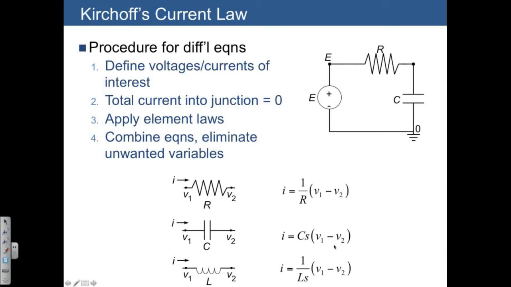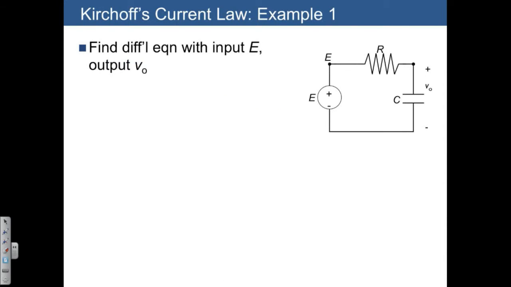So let's do this first example with a resistor and a capacitor. We start by defining voltages and currents of interest. First, we have the voltage at the junction here, which is just going to be equal to VO because of the definition of the voltage across the capacitor. Similarly, we have IR and IC, which are the currents going through the resistor and the capacitor. If we sum the currents going into that junction, that's just going to give us IR minus IC equals 0.